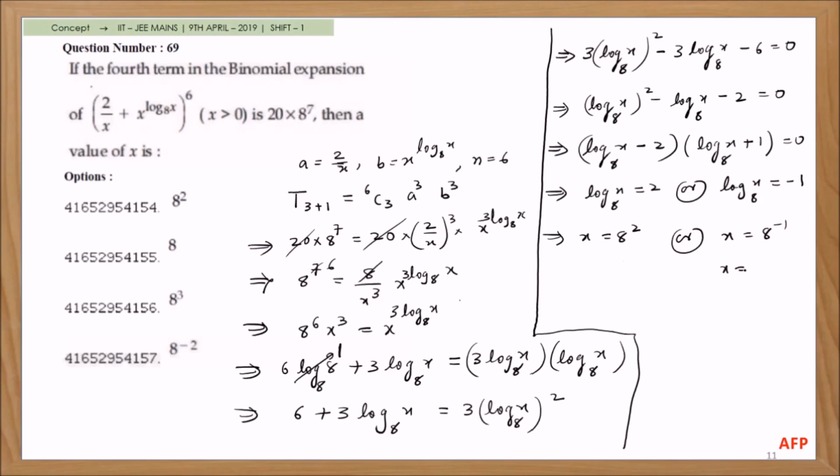Okay, so 8 raised to minus 1 is nothing but 1 by 8, which is less than 0. As they have told x is greater than 0, x is equal to 8 squared. Option 1 it follows.